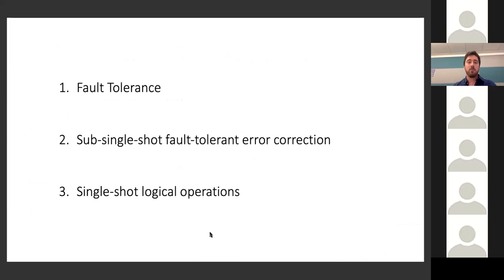So I'm going to talk about fault tolerance first. I'm going to come back to the definition of fault tolerance. Then I'm going to explain how we can prove the existence of sub-single-shot sequences. And finally, I'm going to come back to explicit constructions with single-shot error correction and single-shot logical operations.